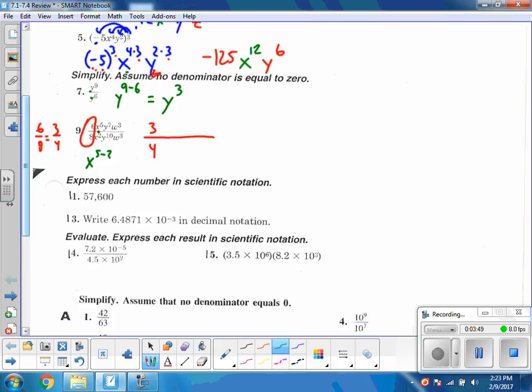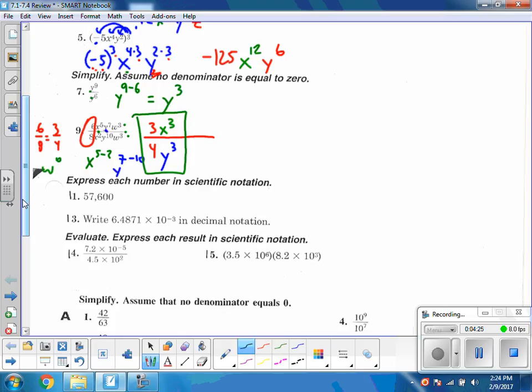And x to the third is positive, so it's going to end up in my numerator. Let's deal with the y's. I have y to the seventh minus 10. 7 minus 10, I end up with y to the -3rd. It's negative, so it's going to end up down here, y to the third. And then my w's over here, so I have w to the 3 minus 3. It's going to end up with w to the 0, which equals 1. So this is my final answer.